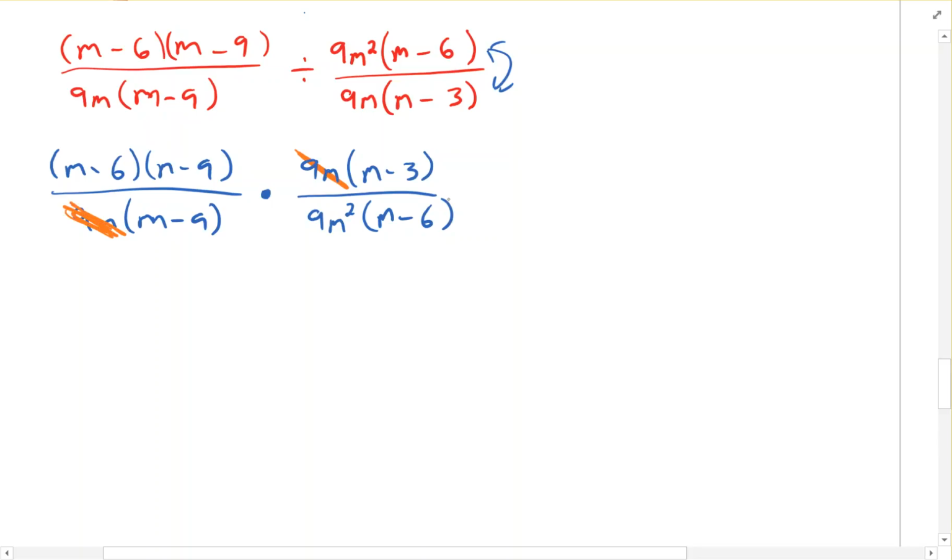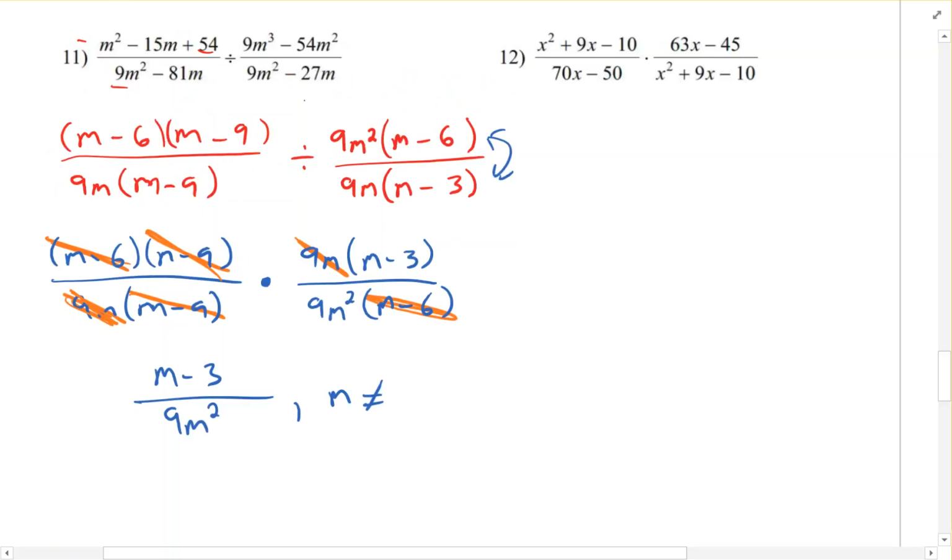I've got an m minus 9 up top here and one down there, so they cancel. I've got an m minus 6 over here and an m minus 6 up here, so they cancel. And that's about it. So all I'm left with after all that canceling is just m minus 3 up top and then 9m squared on the bottom. And that's my answer. But now we need to say where m, and now what's m not allowed to be?